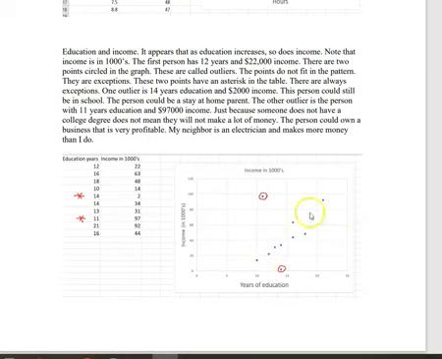And we have two dots that are way outside here, okay? Way outside this normal pattern, all right? We have these two dots, we call these outliers. They lie outside the general pattern, okay? So one of them is the 14-2, okay? This dot right here, 14 years of education, 2,000 income, okay?